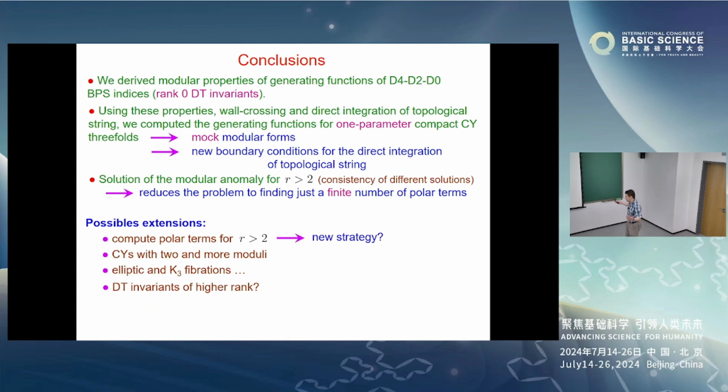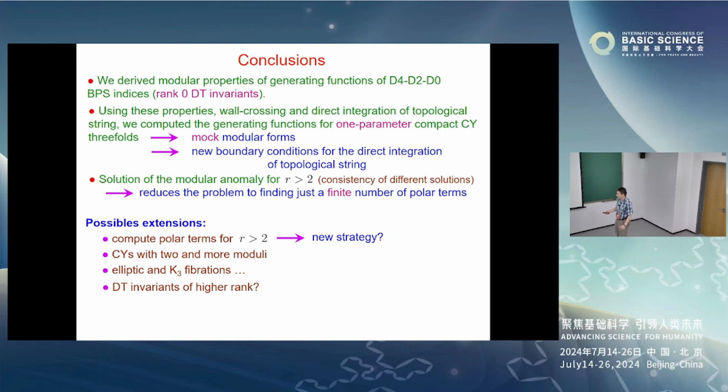And of course, there are many possible directions to extend these results. Well, first of all, it would be great to find a way to compute polar terms, especially for high charges. But probably we do need some new strategy, because these wall crossing formulas, which we have so far, require knowledge of GV invariants to very high genus. So maybe we should find some new wall crossing relations, or maybe something completely different strategy. I don't know. But one should think in this direction.